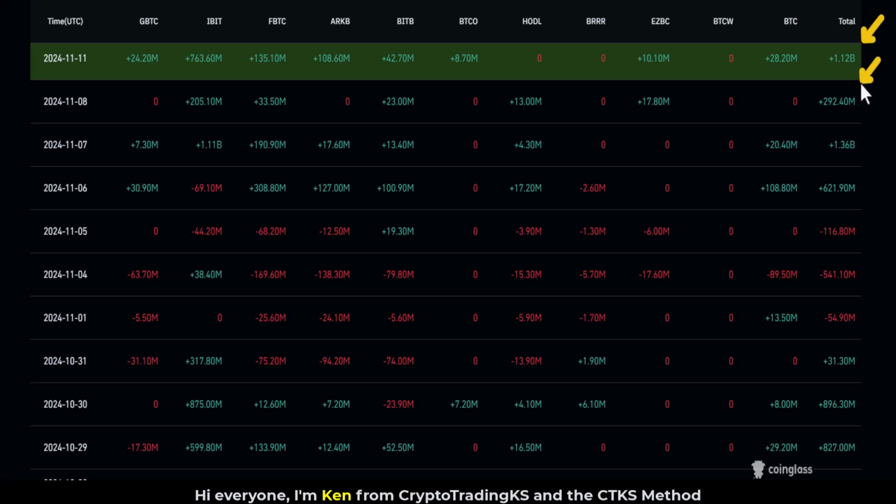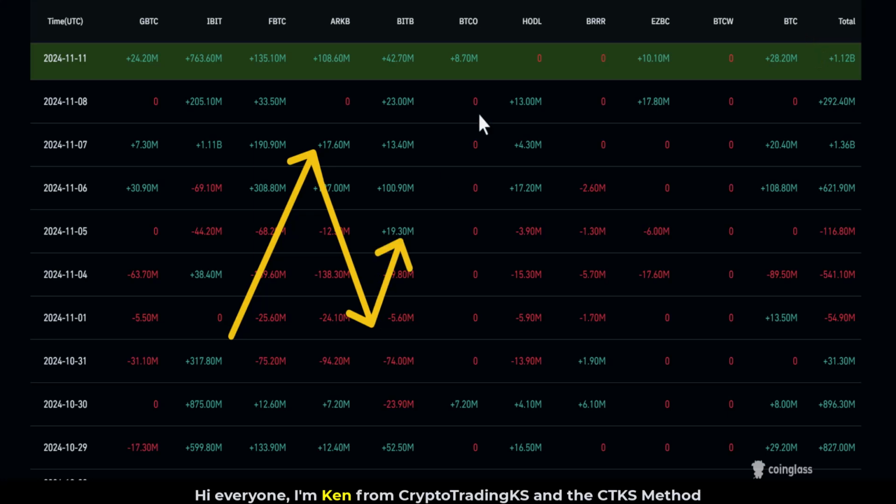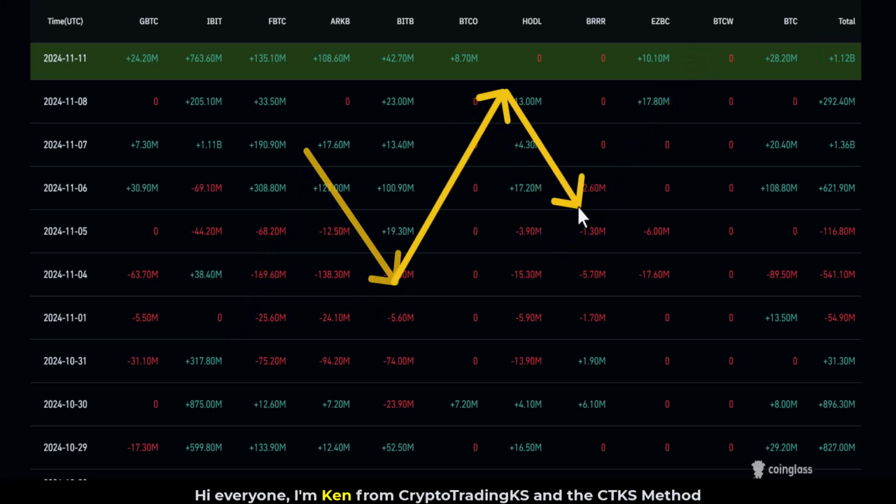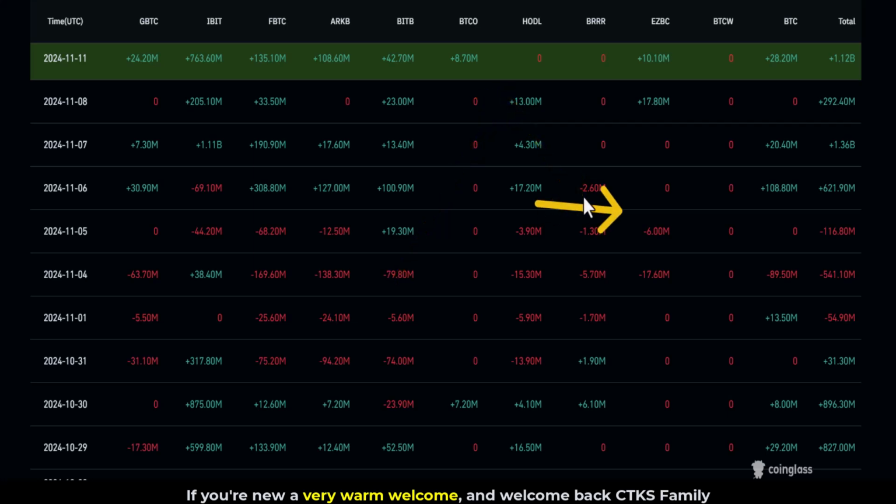Judging from the spot Bitcoin ETF inflows, they're looking very, very healthy. But always bear in mind, because price is always moving in a wave, you want to take advantage of the retracements because that's where the profitability is. And to know where they retrace to, you'll need to know the structure of the chart that you're trading and investing in.